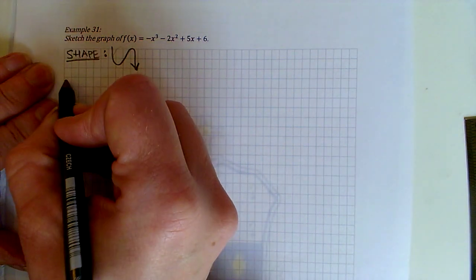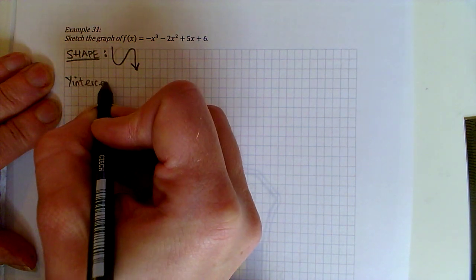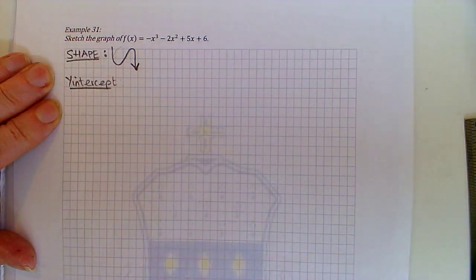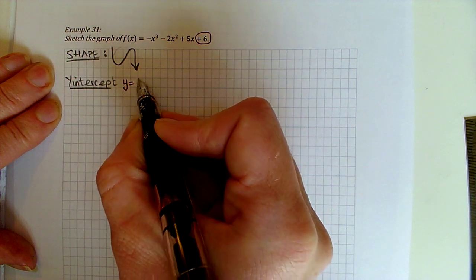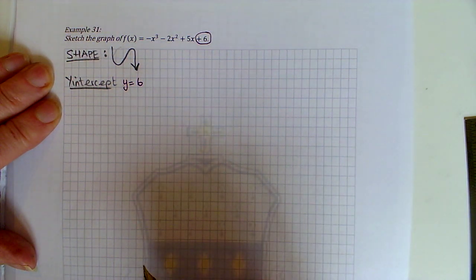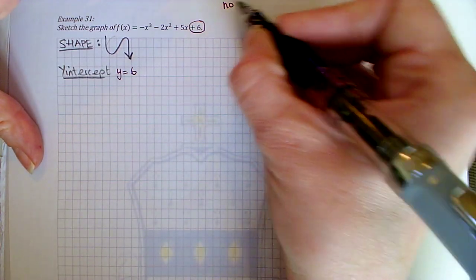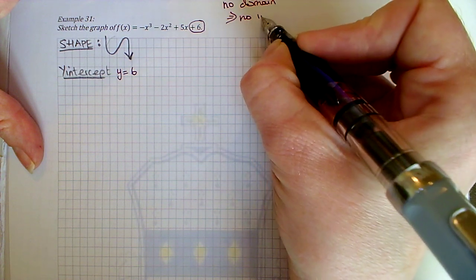The second piece of information is my y-intercept. So what's my y-intercept going to be? That's going to be at y equals plus 6. And next I'm going to try and find the roots of my function because they didn't actually give me a domain, so I can't do an input-output table. So no domain, no input-output table.